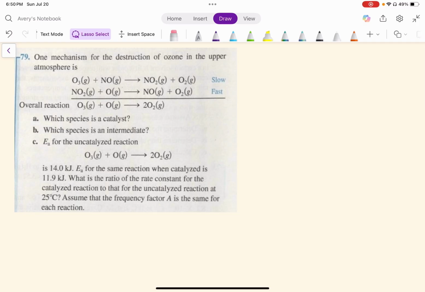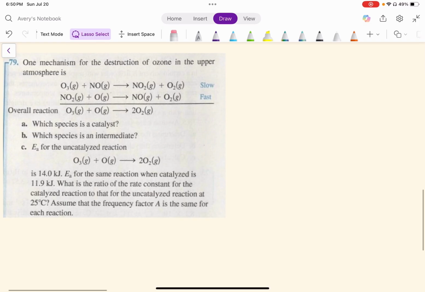We're asked three questions. Let's start with the first one, A: which species is the catalyst? To answer this one, you need to understand that the catalyst is the species that is used in an early step of the mechanism and is then recreated again in a later step. So we need to look for what is used in the early steps. We're given two things: O3 and NO. Now we need to see which of those is created in a later step.